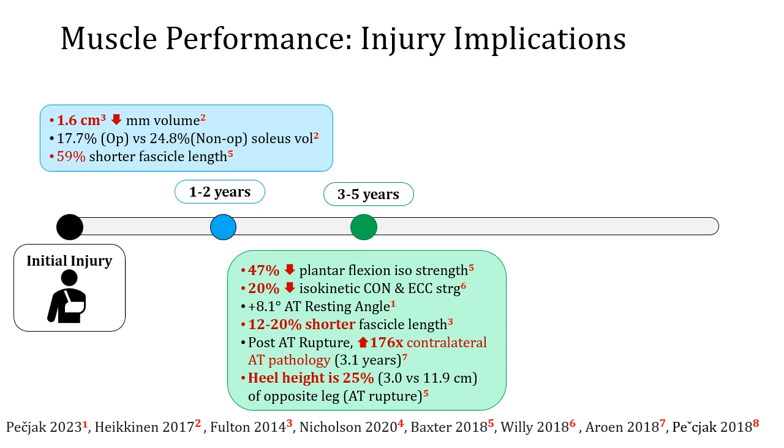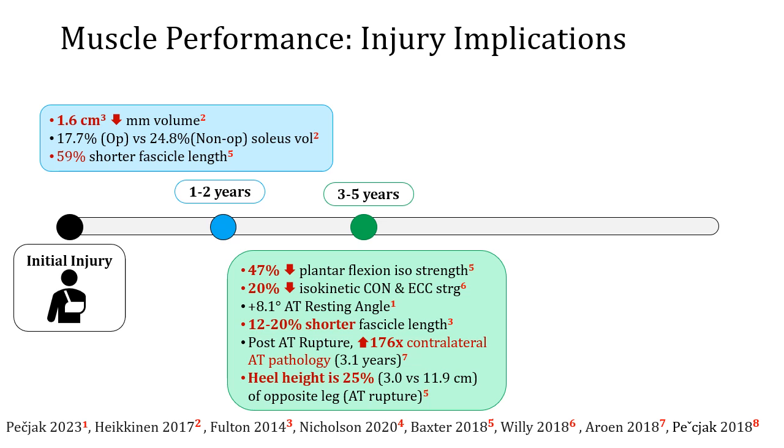You have an increase in Achilles tendon resting angle, which we spoke of. So you have less stiffness and less force capacity within the tendon itself. You have 12 to 20% shorter fascicle lengths, still at 3 to 5 years. And then post-Achilles tendon rupture, there's also up to an increase in contralateral Achilles tendon pathology by 176% within 3.1 years following the initial insult.